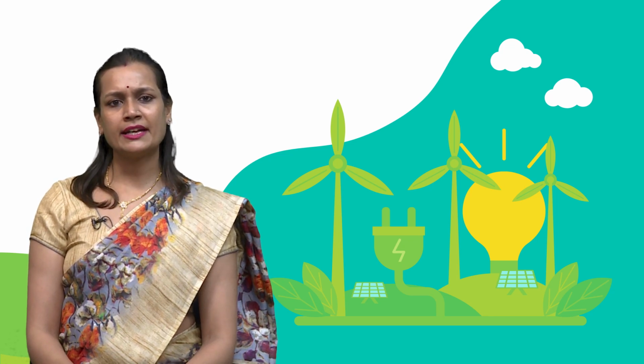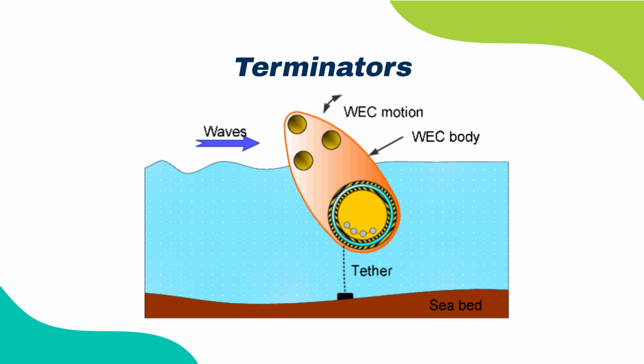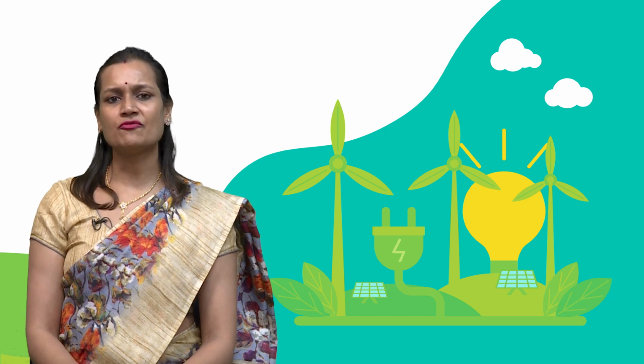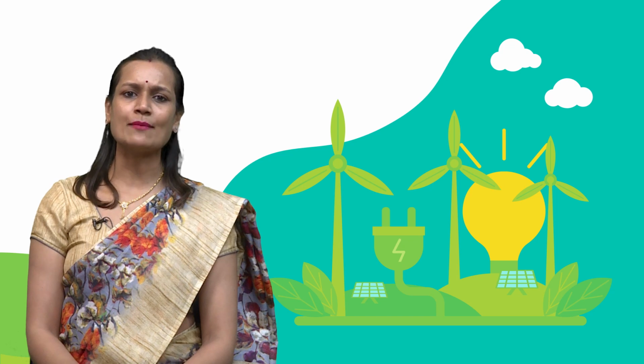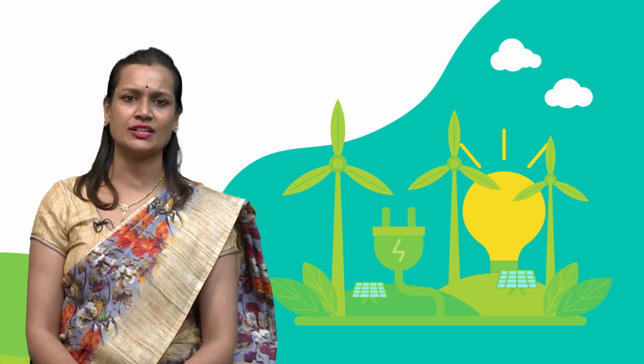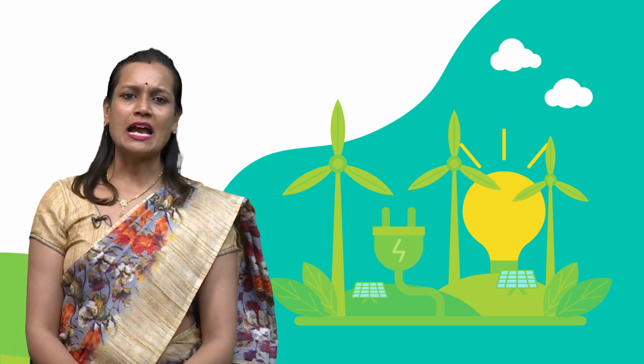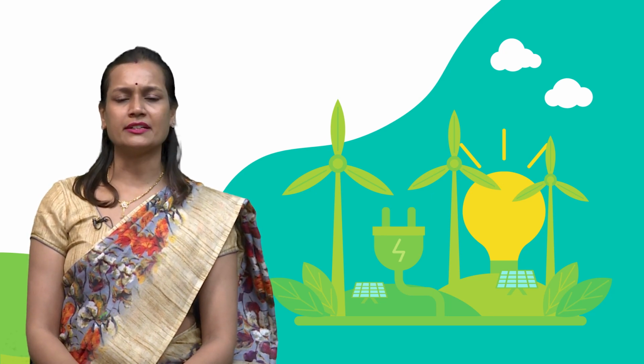Third, terminators. Terminators are similar to attenuators but are oriented perpendicular to the direction of wave propagation. As waves approach the terminator, it moves up and down with the waves, generating hydraulic pressure that is converted to electricity. Terminators are effective in capturing energy from waves approaching from different directions, making them adaptable to changing wave patterns.